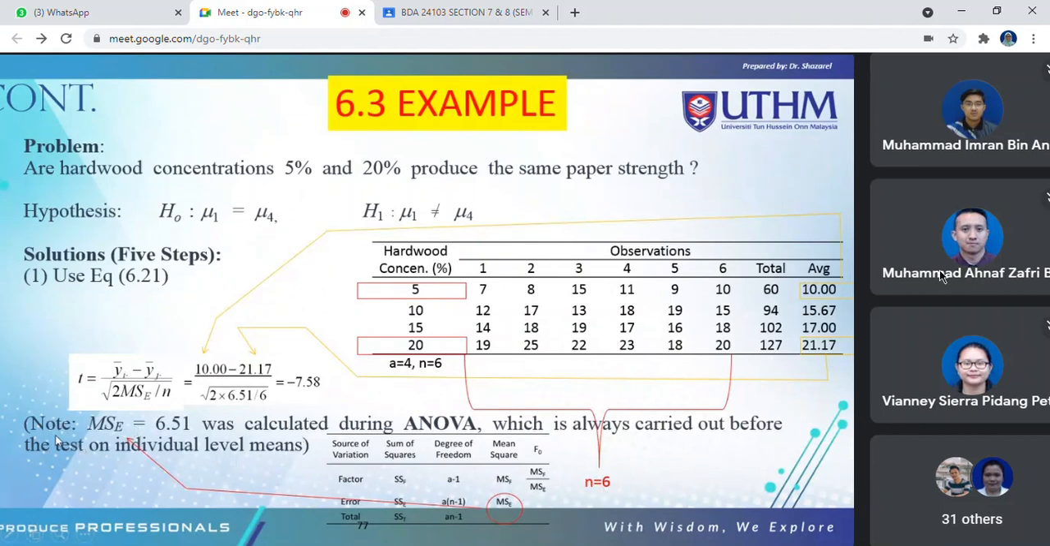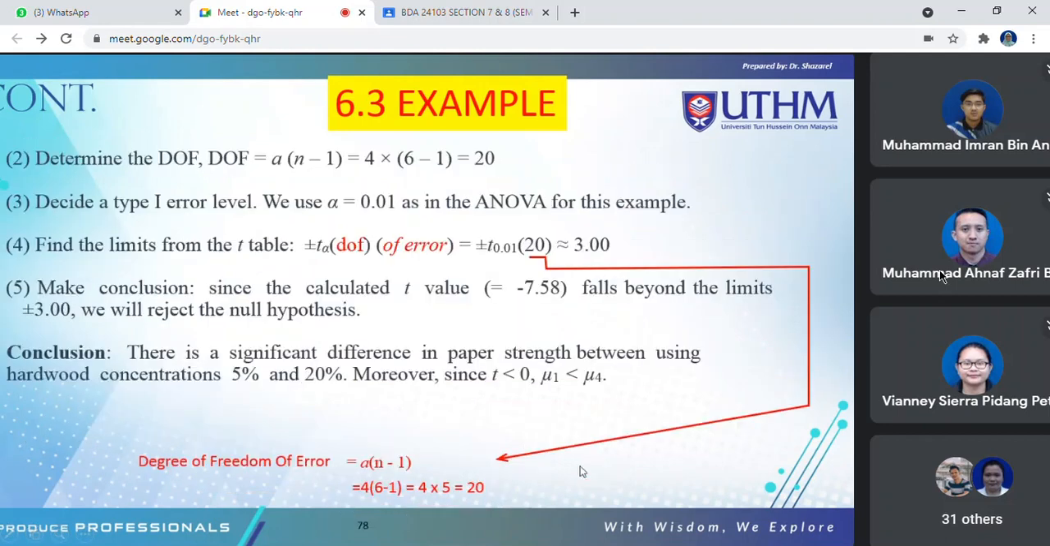Note that the MSE is equal to 6.51, calculated during the ANOVA, which is always carried out before the test of equality of means. So from that, we have to determine the degree of freedom. Make sure the calculation is correct. The degree of freedom in this case is not equal to the degree of freedom in the previous chapter, where you just deduct the number of responses by 1 or by 2.